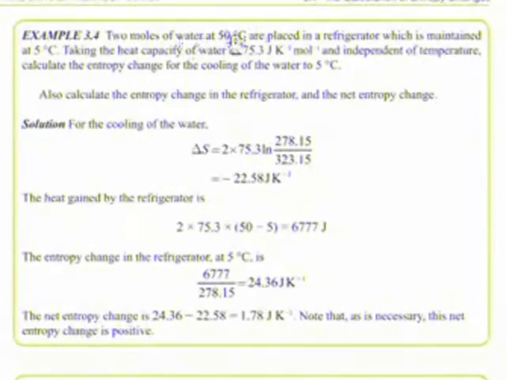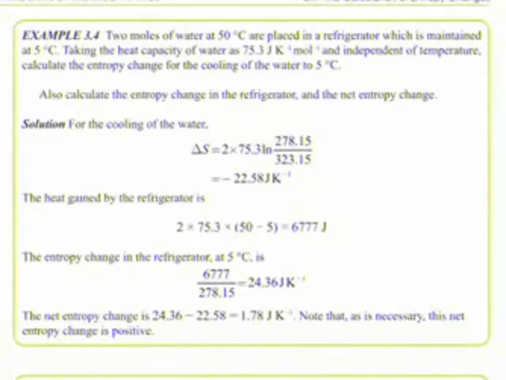2 moles of water at 50 degrees are placed in a refrigerator. It's the opposite of what I did. I took hot and cold water and added them together. And this one is asking for an entropy change when you put it in the fridge, of the system. And this is the entropy change when 1 mole of ice is heated from 250 to 300.